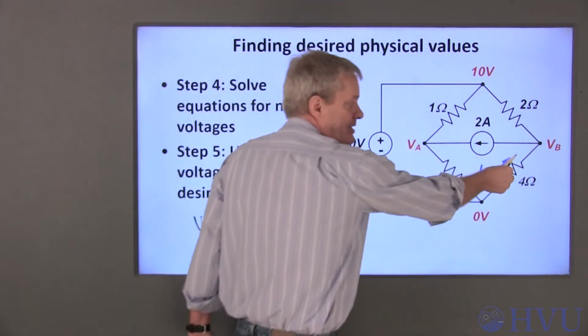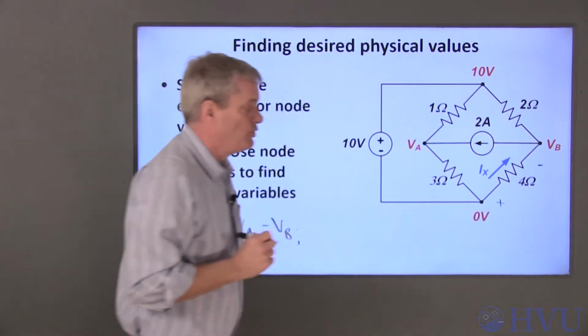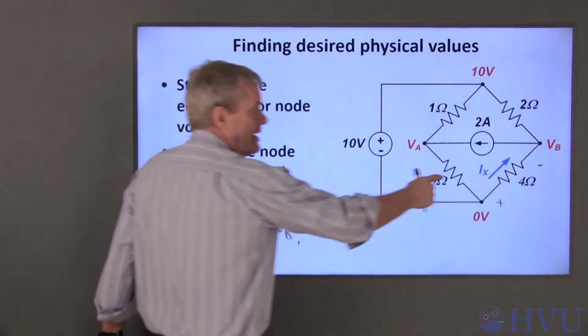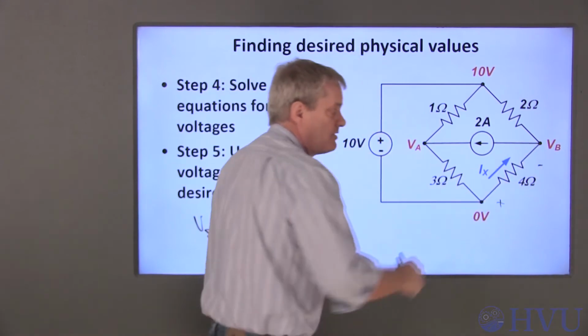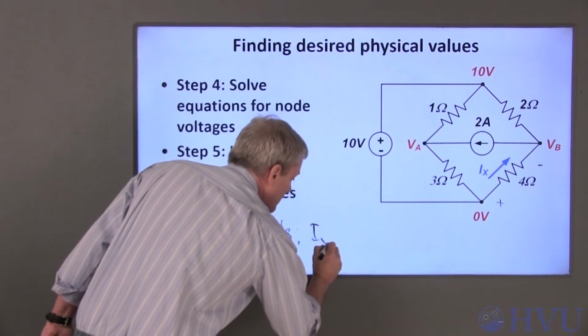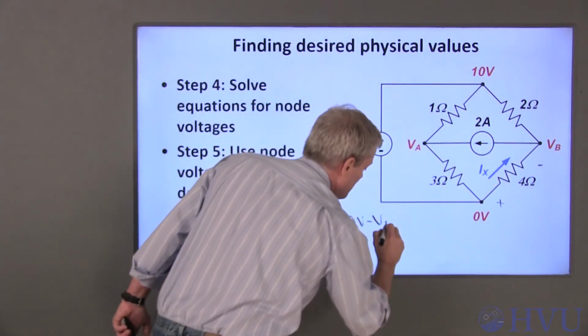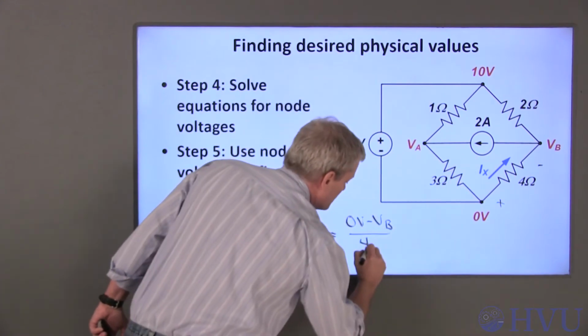IX is defined positive in this direction, so that assumes a polarity of voltage this way. So IX is going to be this voltage minus this voltage over the resistance by Ohm's law. So IX is 0 volts minus VB over 4 ohms.